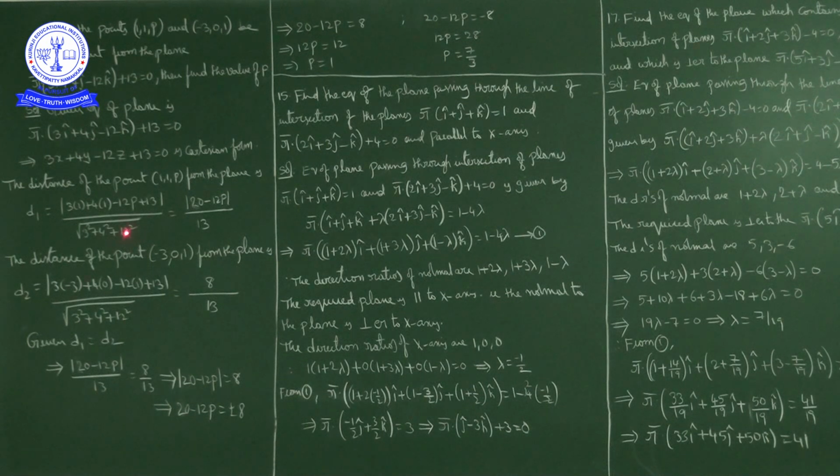Minus 12 square is nothing but 12 square. So the numerator is how much? 3 plus 4 is 7, plus 13 is 20, minus 12P. The numerator is the magnitude of 20 minus 12P, upon the denominator, the square root of 144 plus 16 plus 9. 144 plus 25 is 169. The square root of 169 is 13. So the denominator is 13. So d1 is equal to, how much did we get? Modulus of 20 minus 12P upon 13.